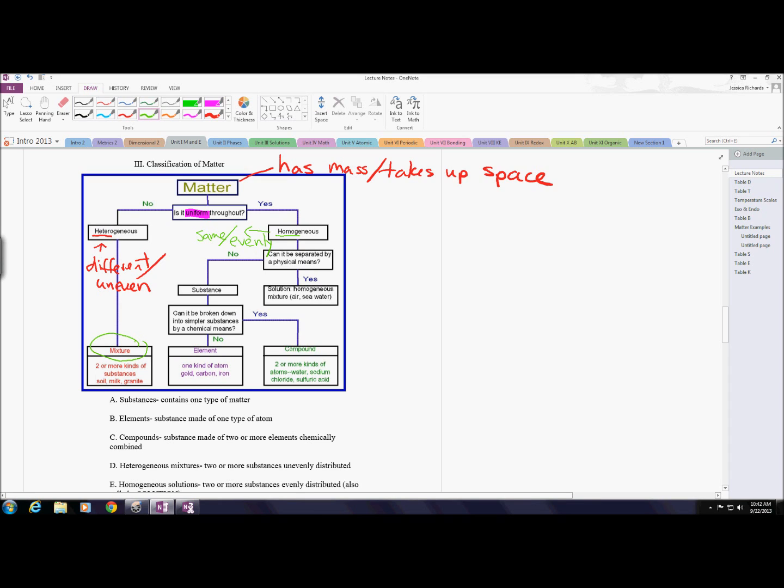Mixture is what we're going to call the stuff itself. Okay, so if it's heterogeneous, that's an adjective. It describes it. We're going to say it's a mixture. Two or more things physically combined.